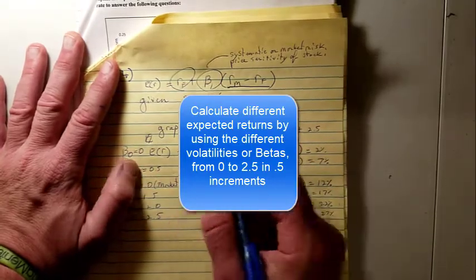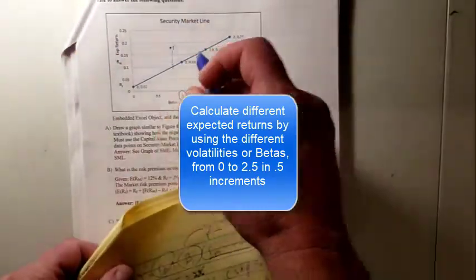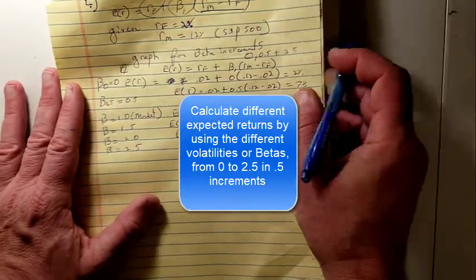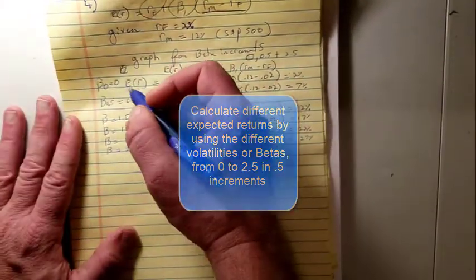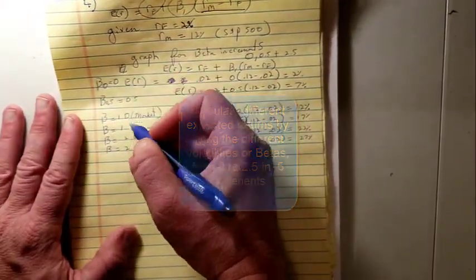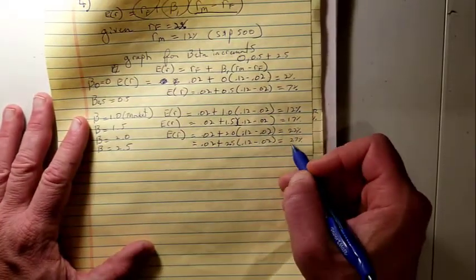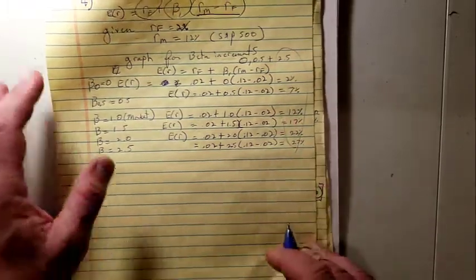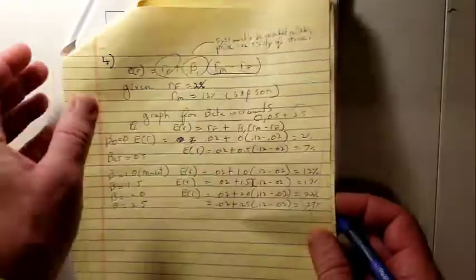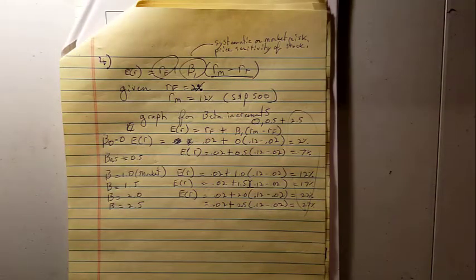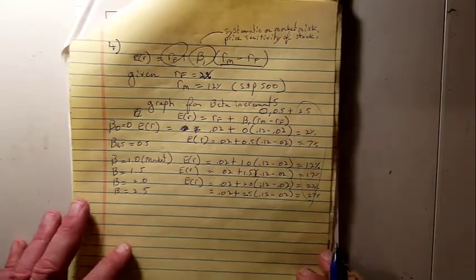And so in this case, what it asks you to do is to plot the points. So I plugged in the different betas, everything from 0, 0.5, 1, 1.5, 2, 2.5, and get the different expected returns, okay? Then use that, compare it to the return that the stock is really earning on the market, including its price, and then you're able to either say it's undervalued or overvalued.